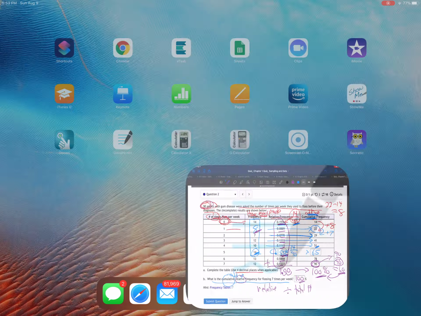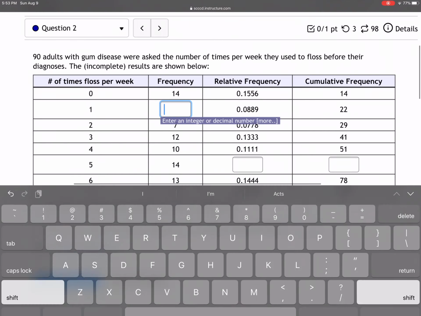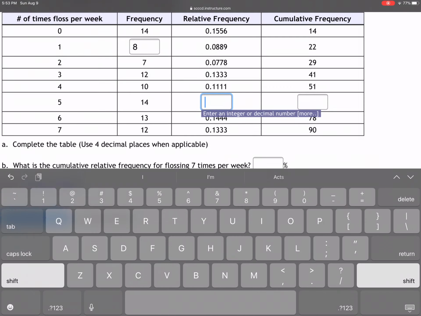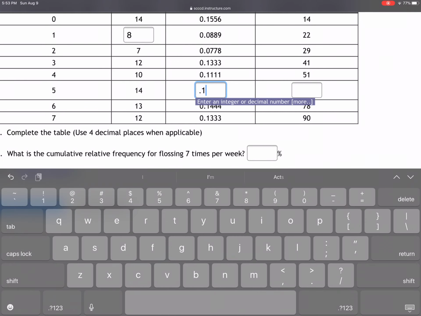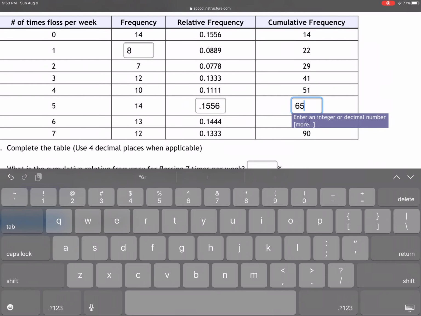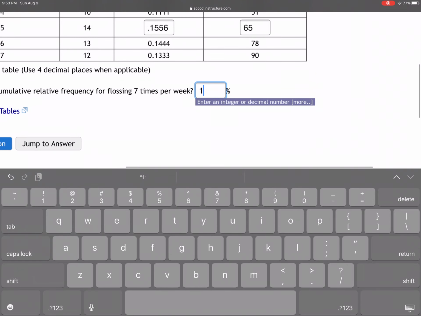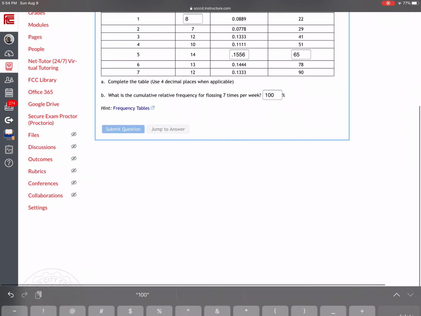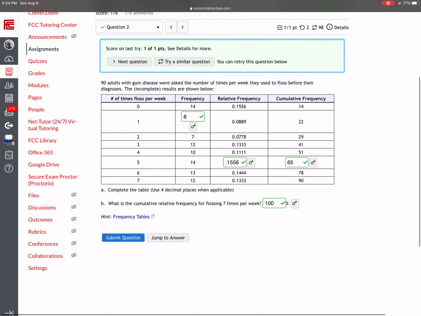Let's go back to the live version. So this we said is 8, this is 0.1556, this one was add 14, 65, and this was 100%. So I think we got all those right. Let's submit. Yeah, good, they're all right.